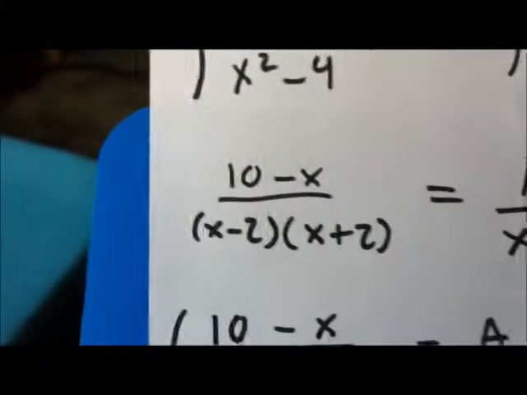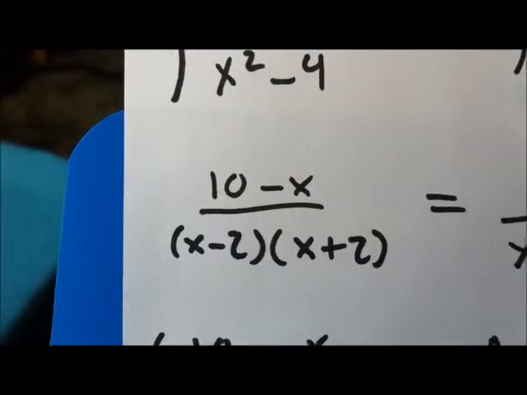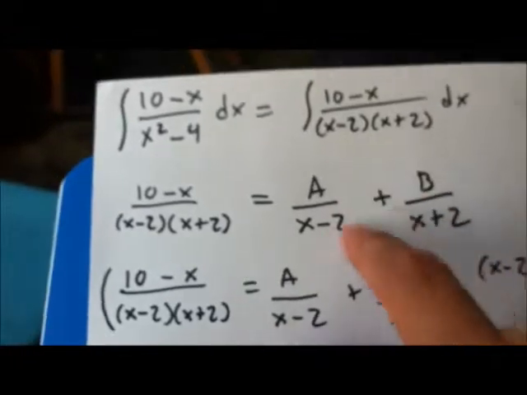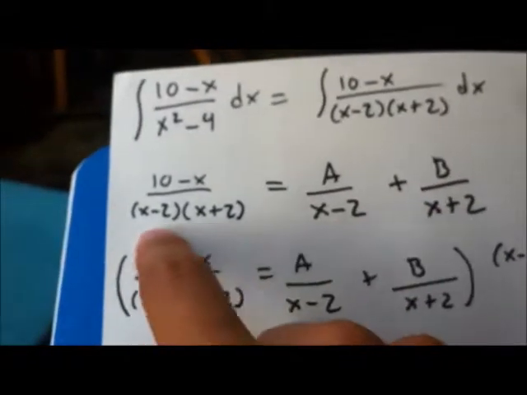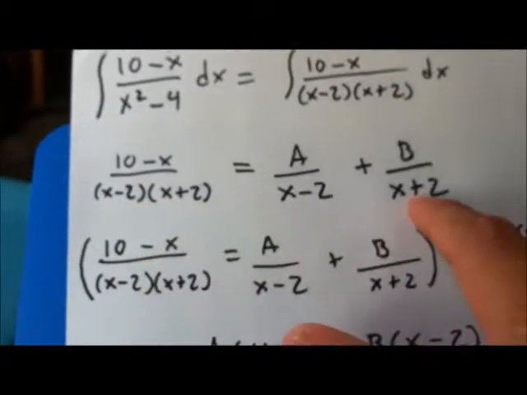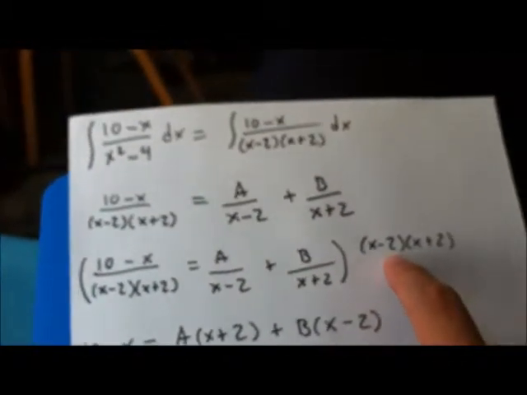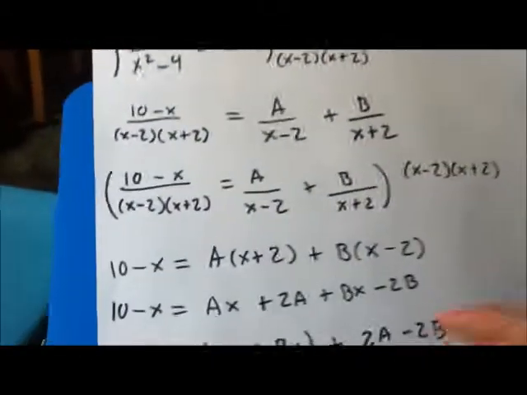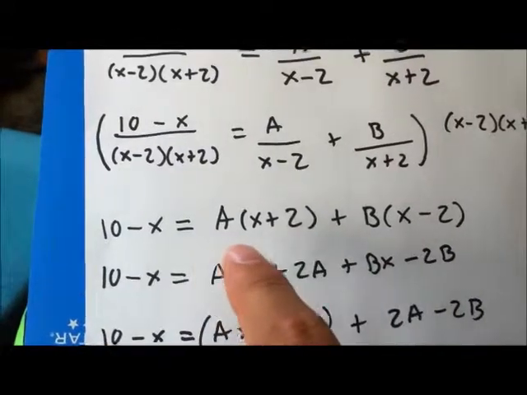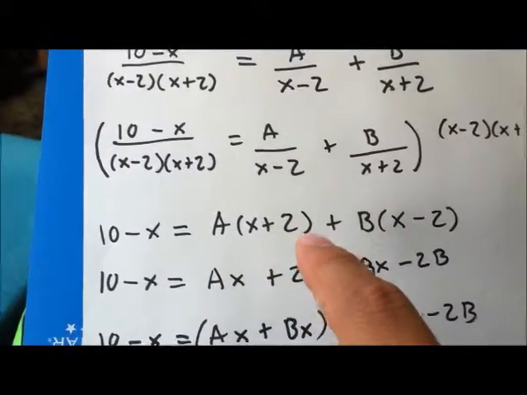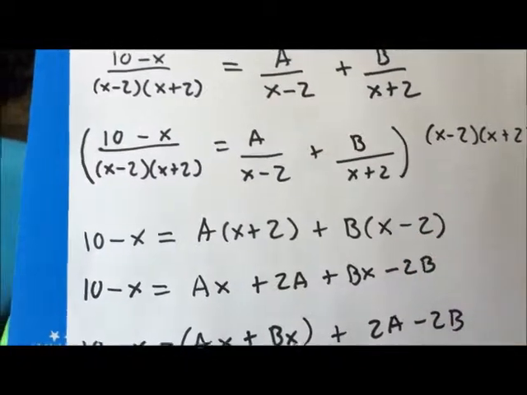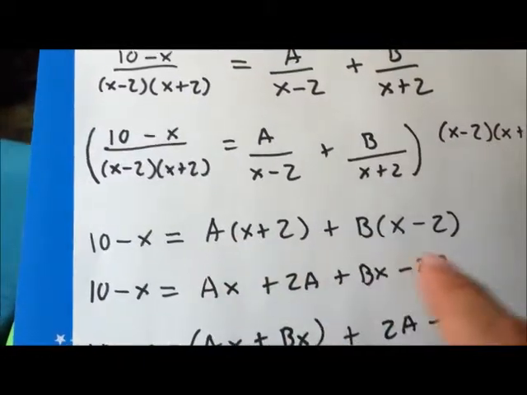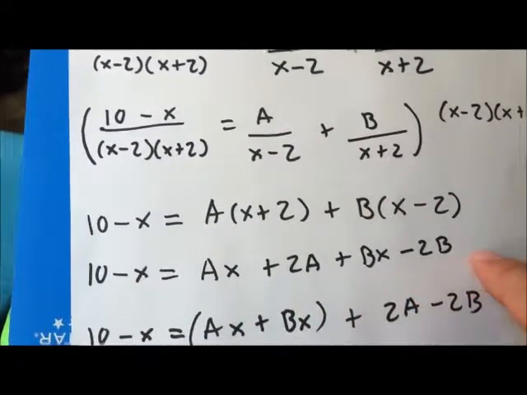So therefore, we got this, and we have to divide it into the sum of two other fractions, which is this. To get rid of the fractions in this equation, we multiply by x minus 2 times x plus 2, which gives us that 10 minus x equals A times the quantity x plus 2 plus B times the quantity x minus 2. When we distribute each of these coefficients, we end with this.